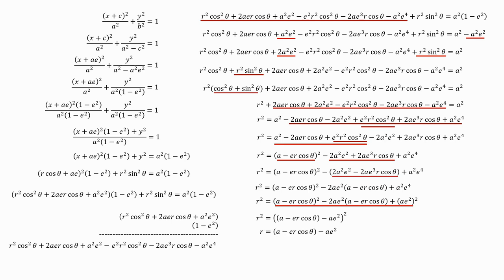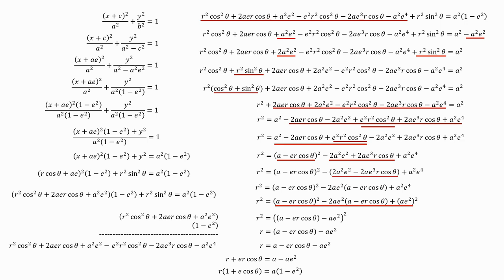Now I can take the square root of both sides. That simplifies to r equals a minus er cosine theta minus ae squared. And I can take away the parentheses around a minus er cosine theta. And now, since I want to solve for r, I'm going to add er cosine theta to both sides of the equation. So I get r plus er cosine theta equals a minus ae squared.